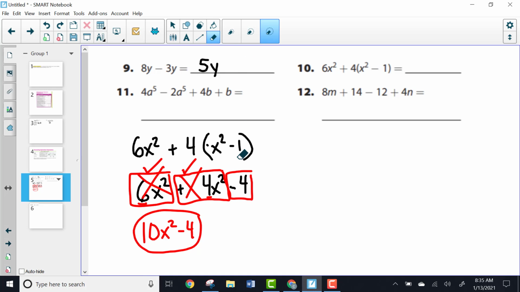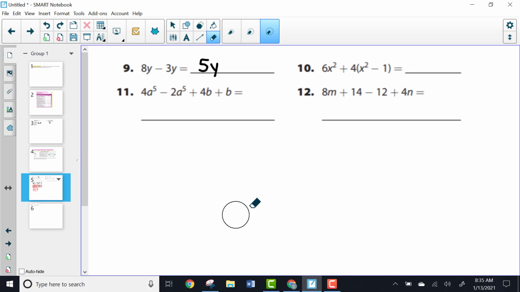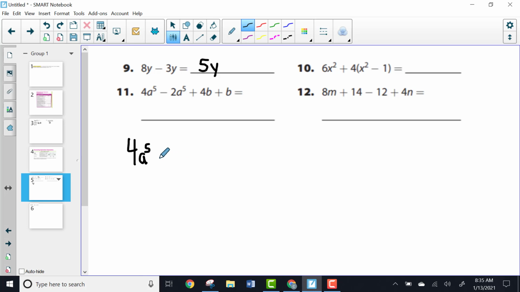Now let's take a look at another one. Let's take a look at number 11, and I would like for you to do number 11 with me in your math journal. Again, writing these out step by step is very important. So for number 11, we're going to write these out: 4a to the power of 5 minus 2a to the power of 5 plus 4b plus b. You could also look at this as positive 4a to the power of 5, negative 2a to the power of 5, positive 4b, positive b when you're combining the terms.